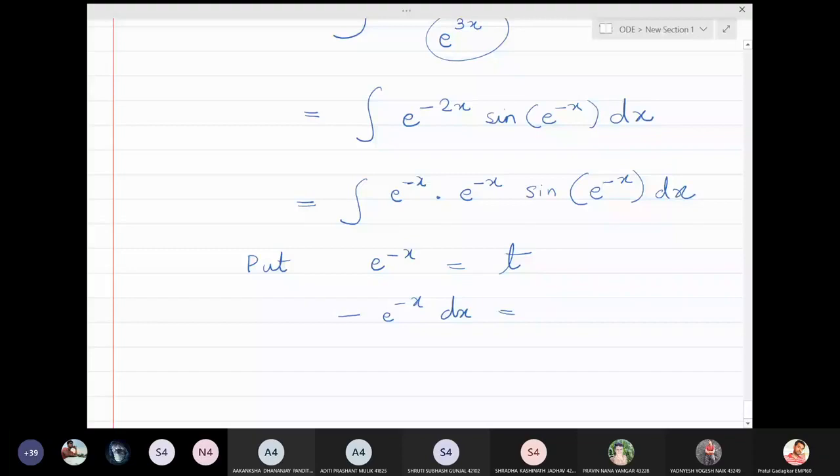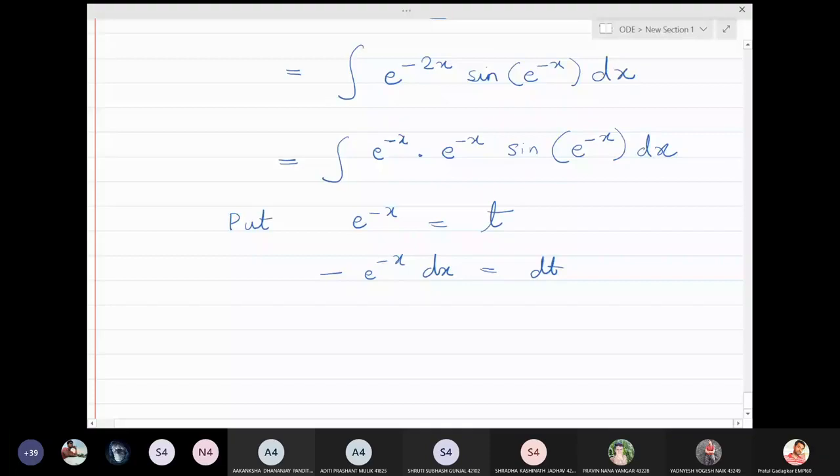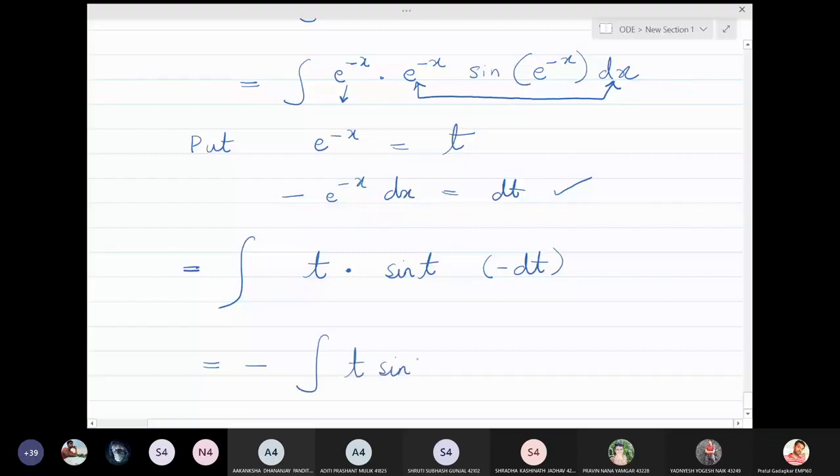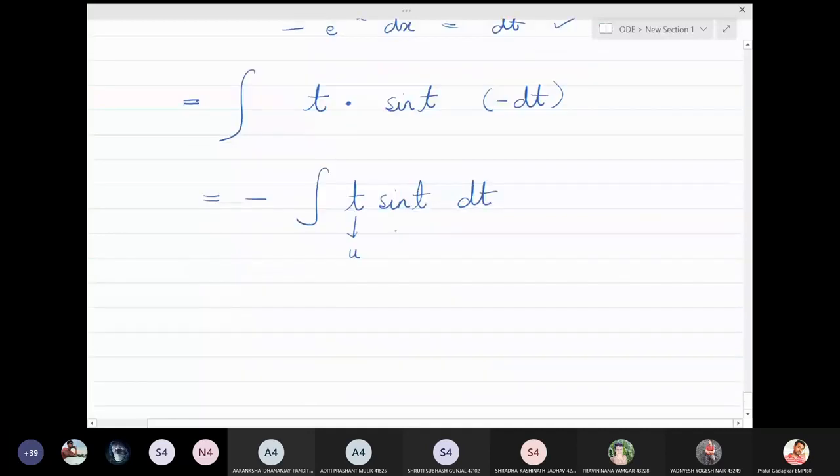And then what will this integration look like? This e raised to minus x and dx can be replaced by minus dt. This e raised to minus x can be replaced by t, and sine will become sine of t. So it is t times sine t, then minus dt, which is minus t sine t dt, which is looking like u into v. So I can use the formula, and this minus sign I'm writing outside.